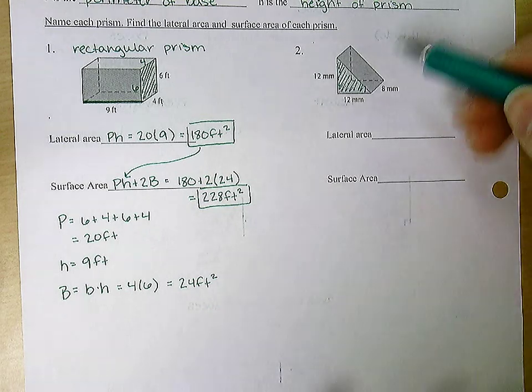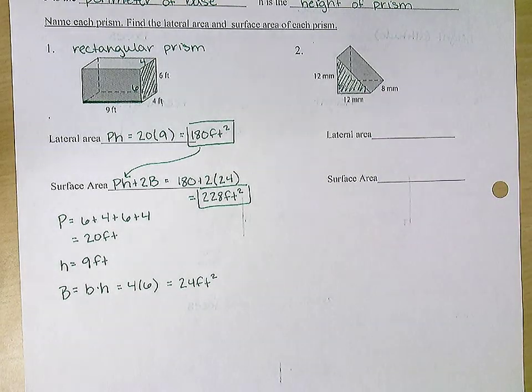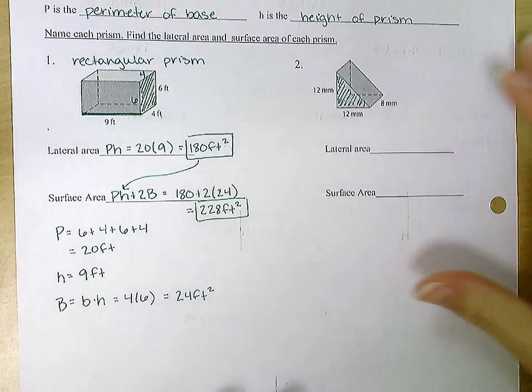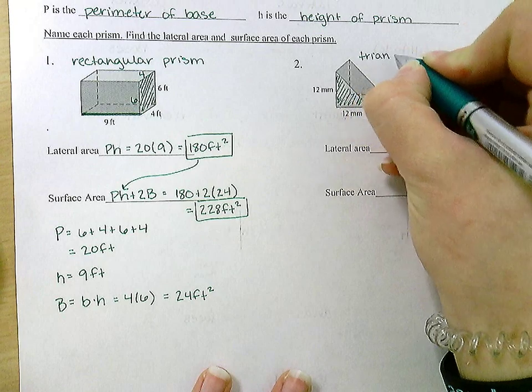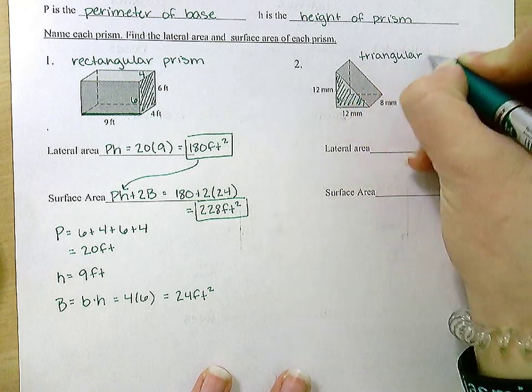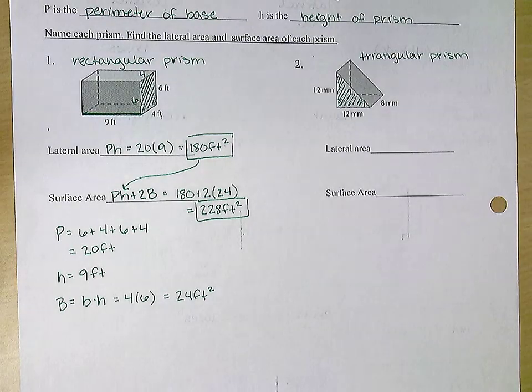If you chose this bottom rectangle here, there isn't a rectangle parallel to that one. So you cannot choose that shape. Since my base shape is a triangle, this one would be called a triangular prism. Okay, so this one is a triangular prism.